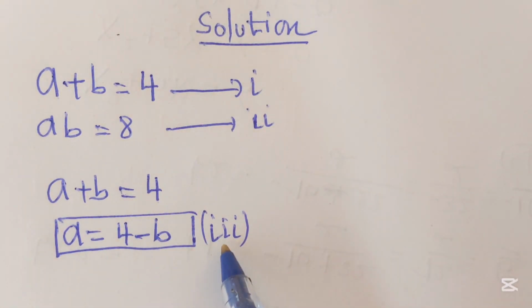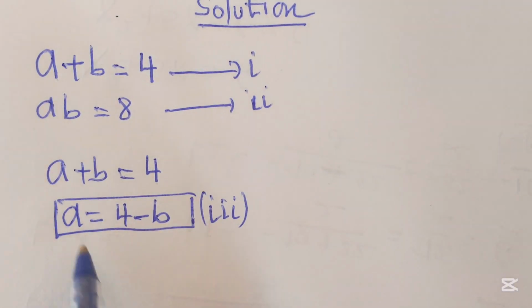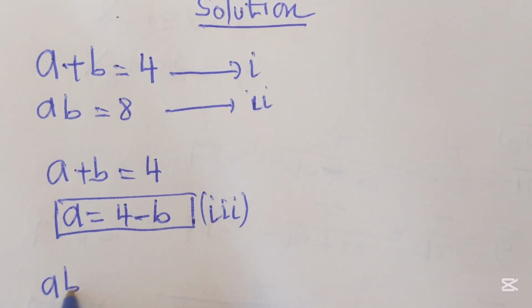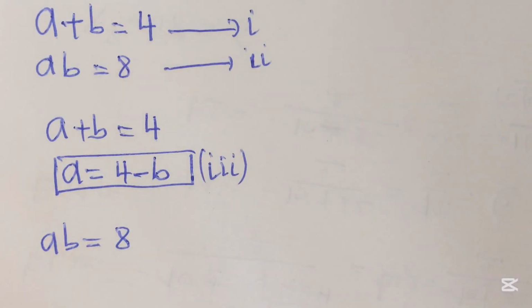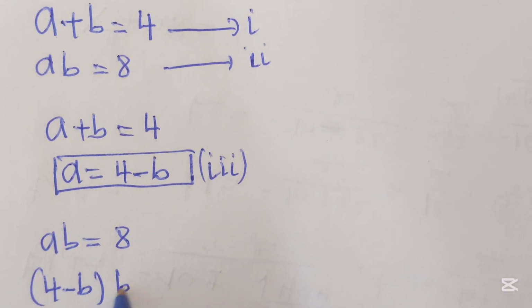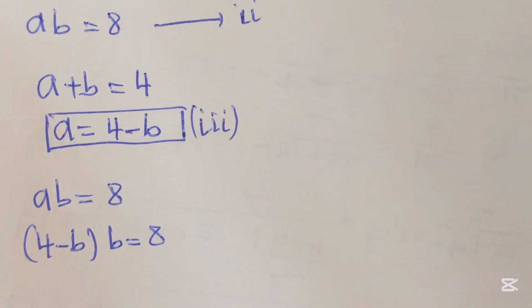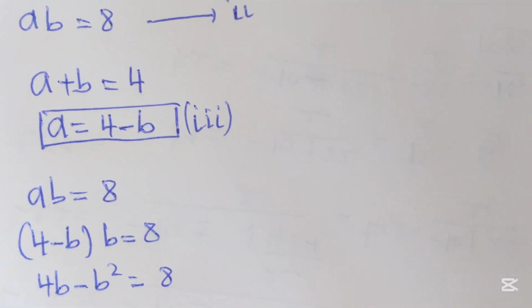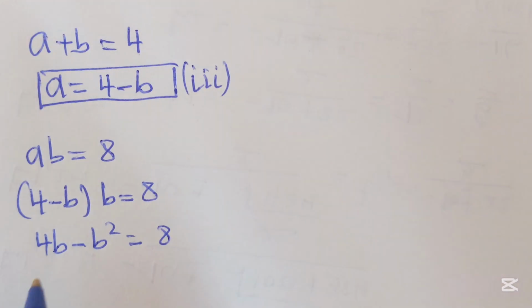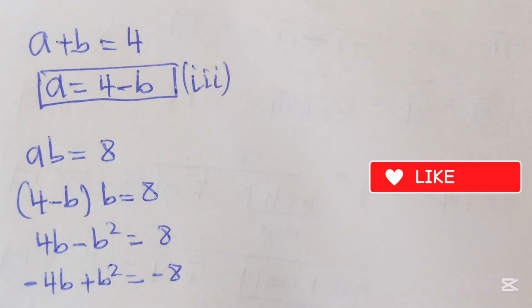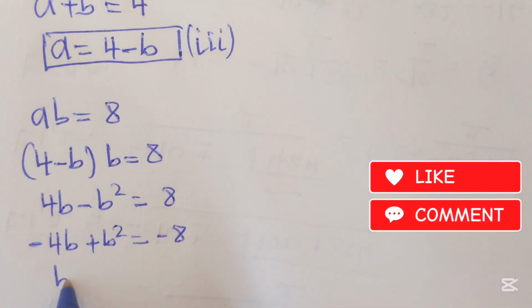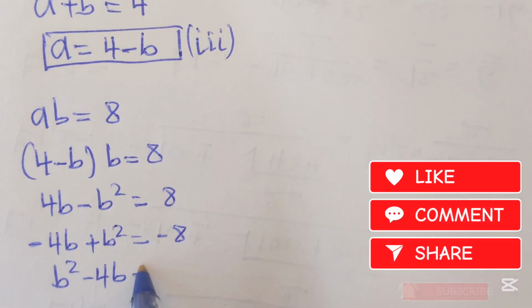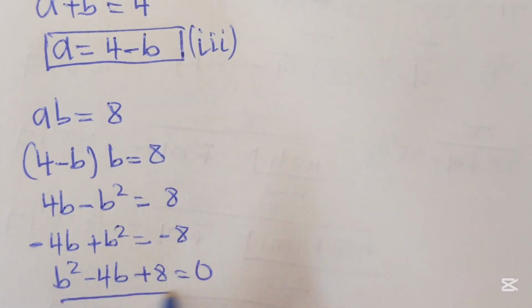Now we're going to take this equation 3 and replace it in equation 2, where we have the value of a. If we have ab equals 8, then 4 minus b as a, times b, will be 8. Then 4b minus b squared equals 8. By multiplying by negative on both sides, we'll have negative 4b plus b squared equals negative 8, right? Then b squared minus 4b plus 8 equals 0.